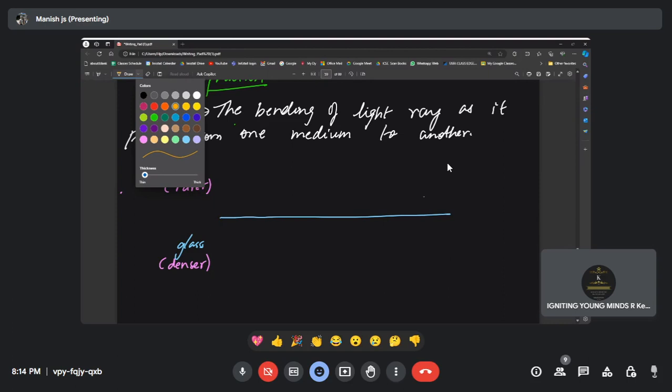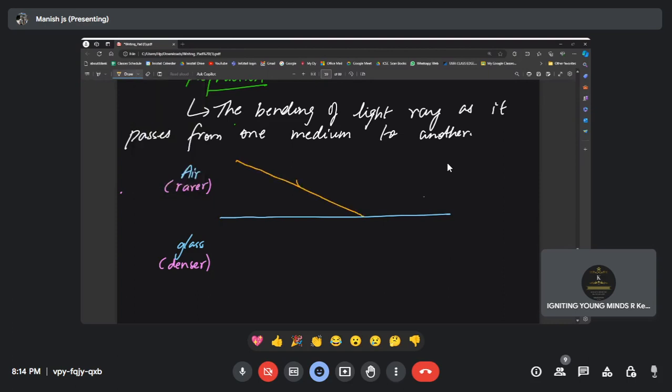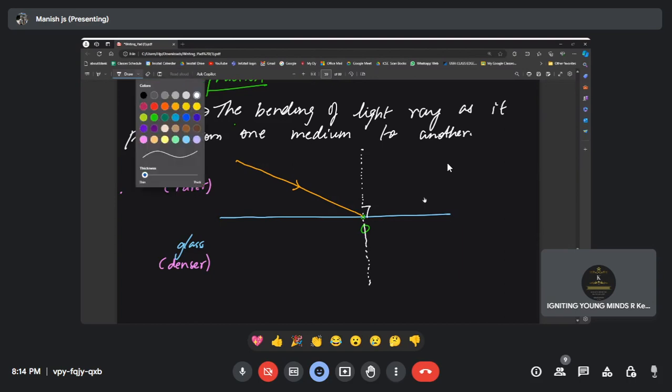So now let me draw a light ray. I take a light ray, and the light ray is incident at a point on the air glass interface. Let me notate this point as O. At this point, I'm going to draw a line that is perpendicular. I hope you know what it is. It is called the normal. The normal makes an angle of 90 degrees to the interface, or the surface where the light ray is striking. So it makes an angle of 90.